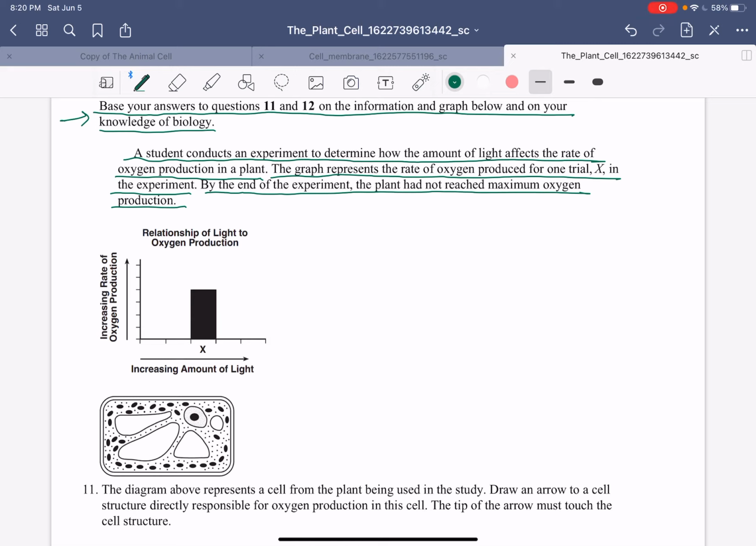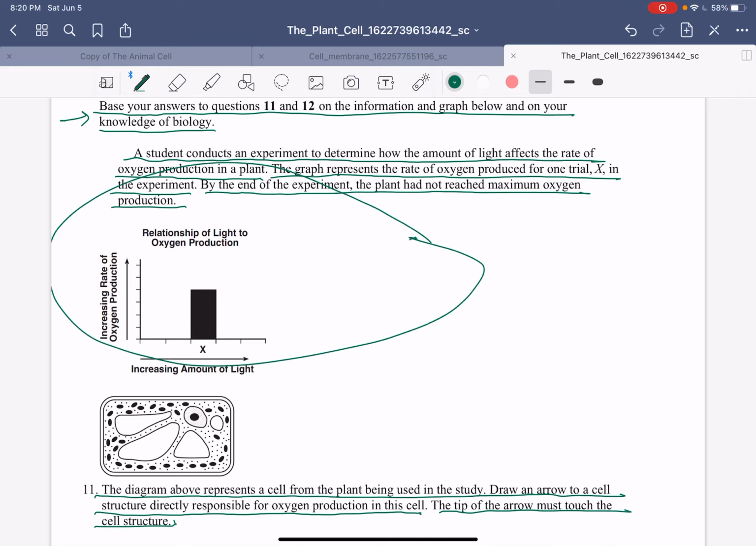Okay. The diagram above represents a cell from the plant being used in the study. Draw an arrow to a cell structure directly responsible for oxygen production in this cell. The tip of the arrow must touch the cell structure. All of this for nada, for nothing.